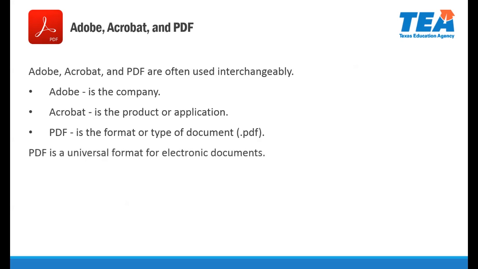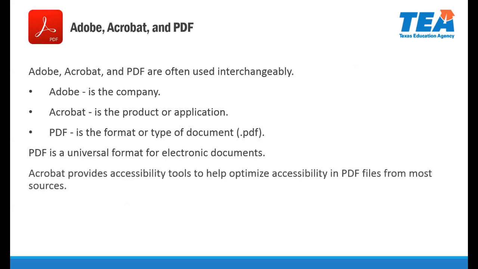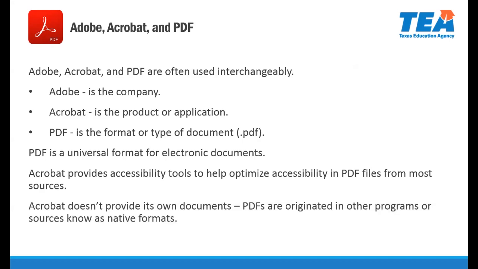PDF is a universal format for electronic documents. It works very well in many different platforms, including mobile devices. Acrobat, the application that supports the PDF format, has built-in tools to help optimize accessibility in PDF files. Acrobat doesn't produce its own PDF files. It's not like we can go to File, New, and create a PDF file within Acrobat. The PDF files are from other programs or sources known as native files.